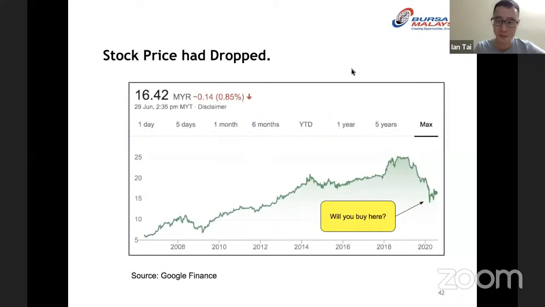So this is where we are right now, mid 2020. This is the stock price movement for the past many years, and right now this stock is offering at 16.42. It used to be 25, now it's 16.42.